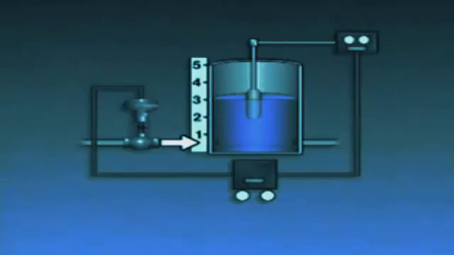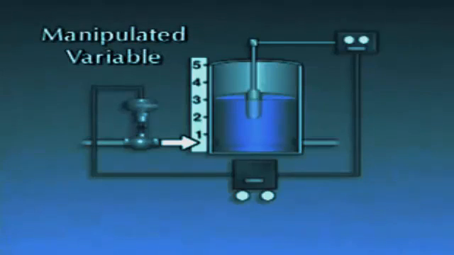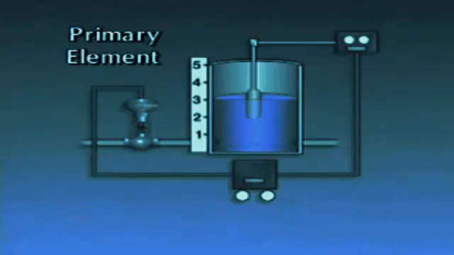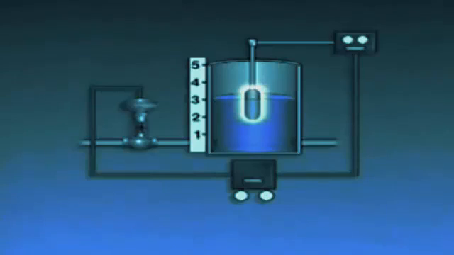In this system, the water level is controlled by regulating the flow of water into the tank. For that reason, the flow of water into the tank is called the manipulated variable. As with all automatic control systems, this system has four basic parts or elements. One element, the primary element, is a sensing device that's located where the process variable is monitored. In this system, the primary element is a float that senses the level of water in the tank.